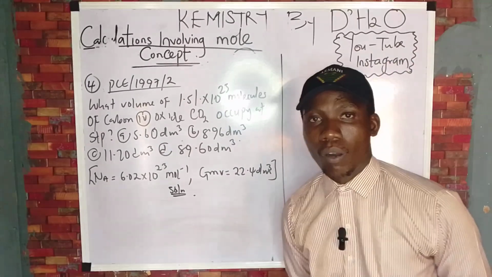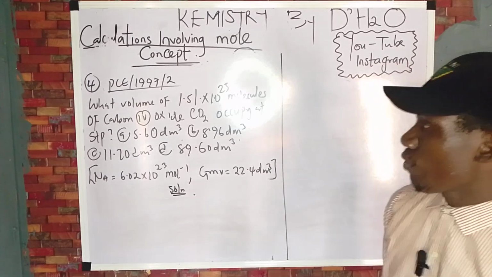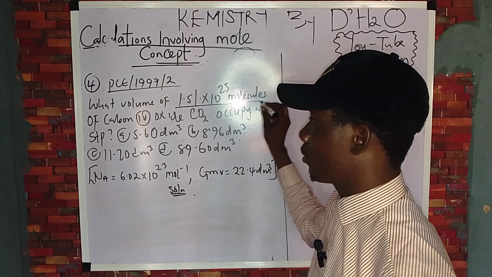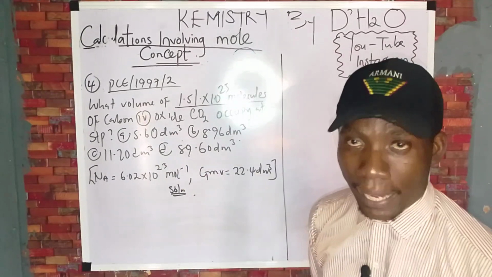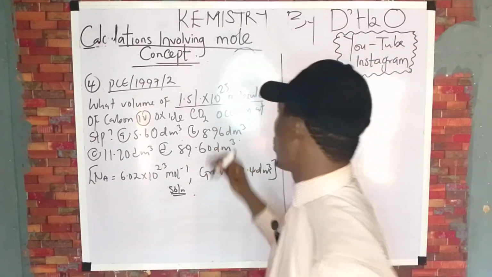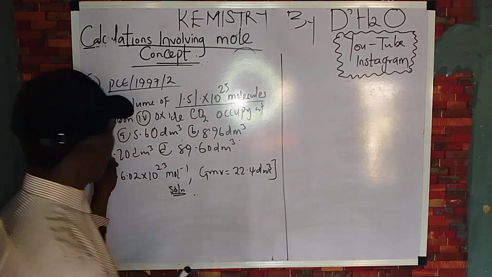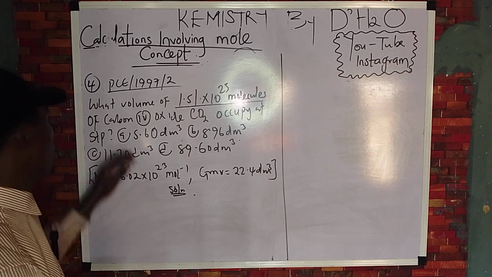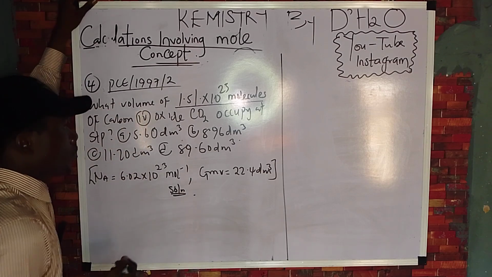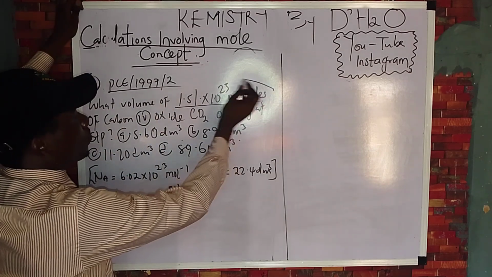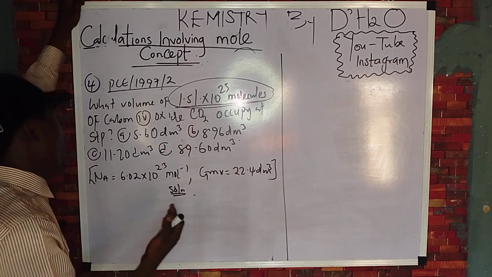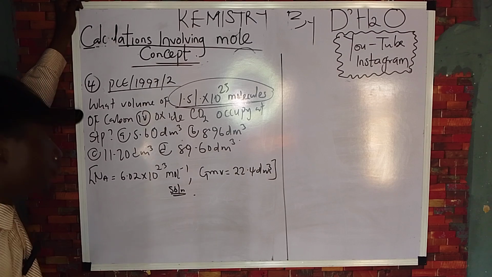Now this is our example 4. What volume of these molecules of carbon 4 oxide occupy at STP? We are looking for the volume of carbon 4 oxide of these particular molecules. What volume of these particular molecules of compound will occupy at STP? What will be the volume?